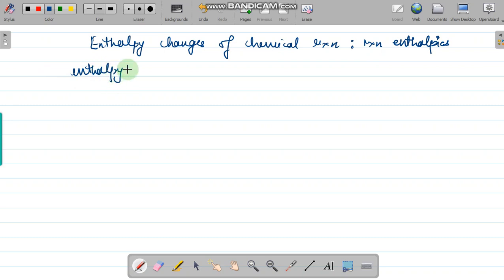Enthalpy of reaction. We say that the enthalpy change in a reaction is what? When the number of moles of reactants react completely to give the products as given by a chemical balanced equation. Again, I'm repeating that enthalpy of reaction is what? It is an enthalpy change. Enthalpy change क्या हो गया?